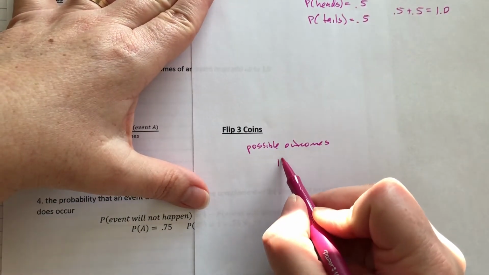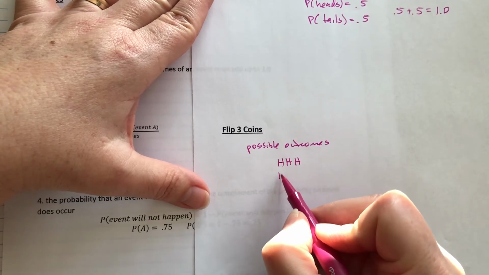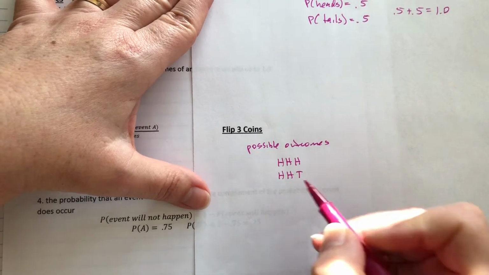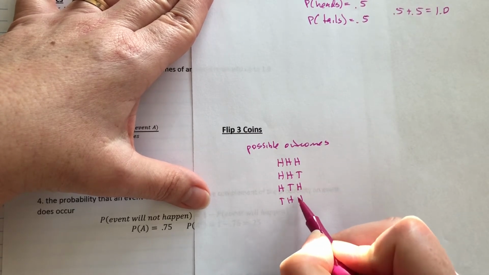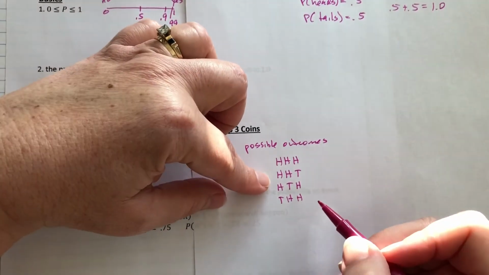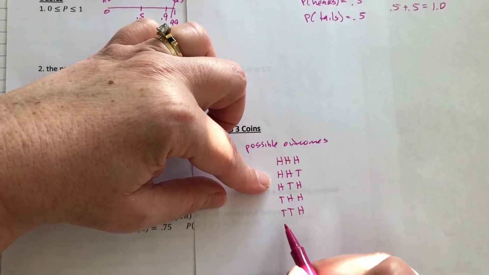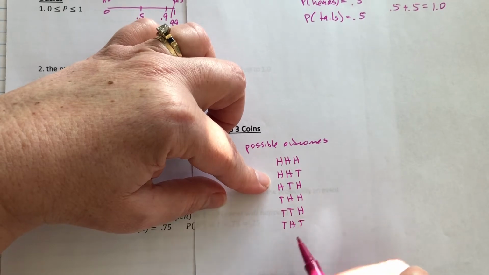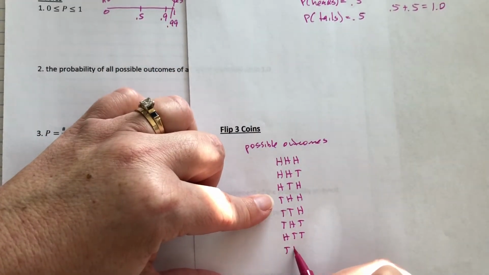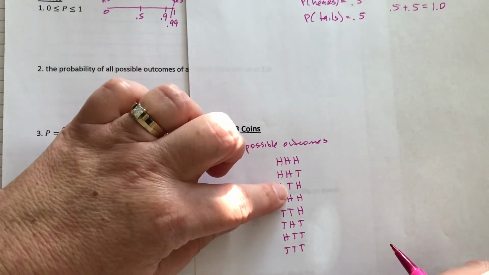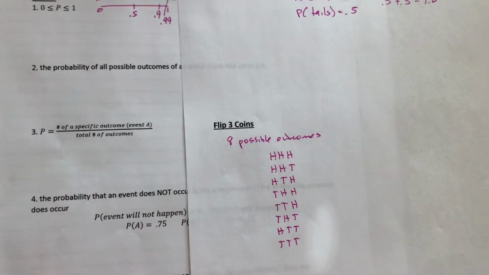So flipping 3 coins, I could get all heads. I could get 2 heads and 1 tail, and the tail could be the third coin, the second coin, or the first coin. I could get 2 tails and a heads, where the heads is the third coin, the second coin, or the first coin. And then the only other option I can get is all tails. So 2, 4, 6, 8. There are 8 possible outcomes.